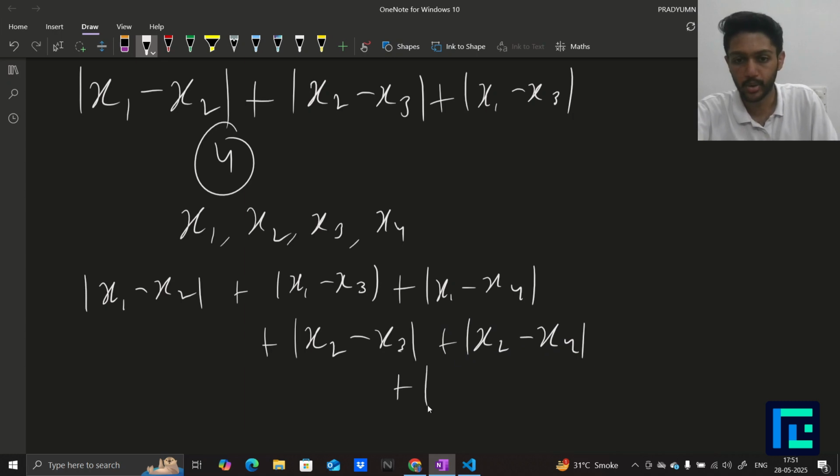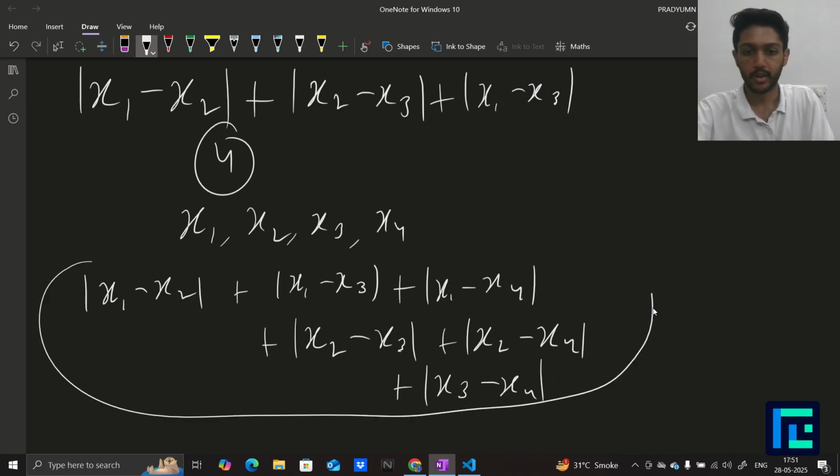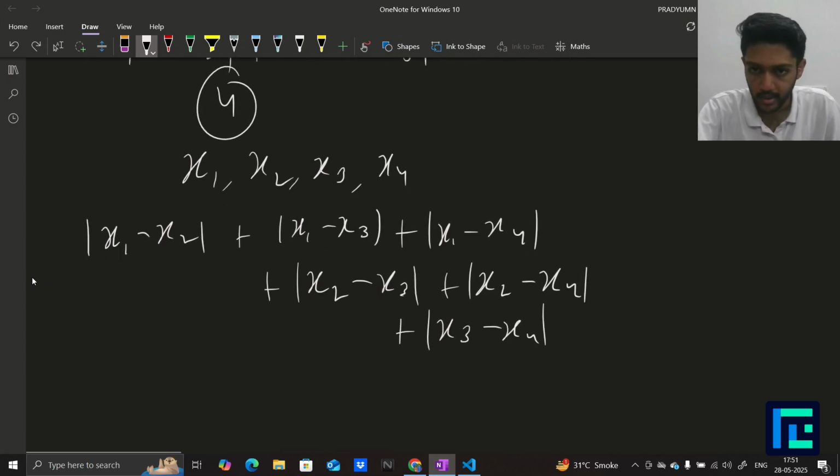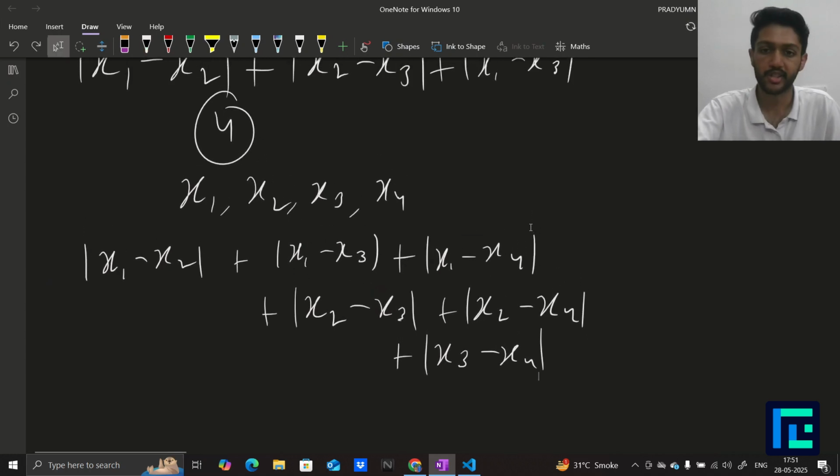And then finally you have x3, x4. So for four vertices, you have six pairs, right? So you want to calculate the sum for this. But how would you do it efficiently?